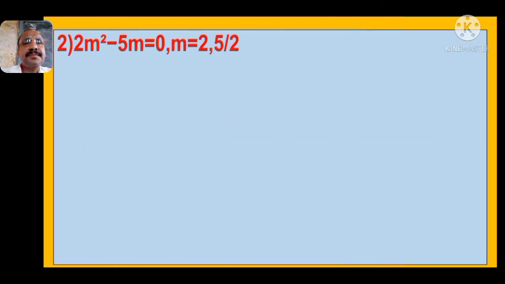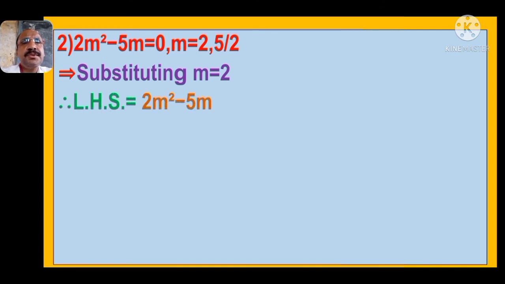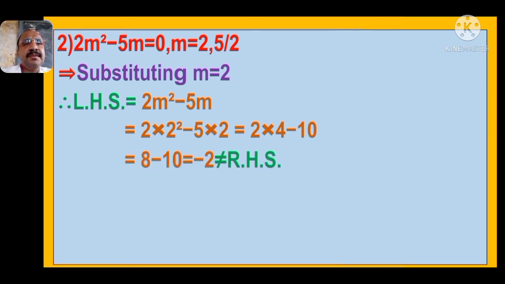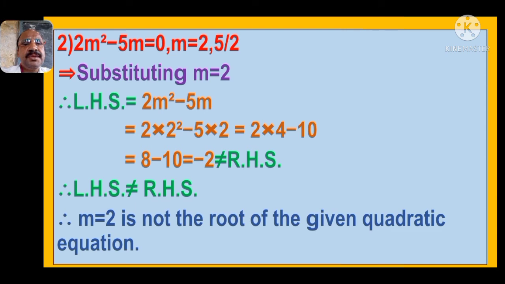Now, the second one, 2m square minus 5m is equal to 0 and the value of m is 2 and 5 upon 2. First, we substitute m is equal to 2 in the given equation. Left hand side is equal to 2m square minus 5m. After substituting, 2 into 2 square minus 5 into 2, 2 into 4 minus 10, 8 minus 10 is equal to minus 2, which is not equal to RHS. That means left hand side is not equal to right hand side. Therefore, m is equal to 2 is not the root of the given quadratic equation.